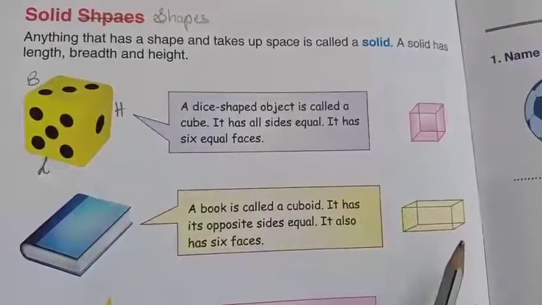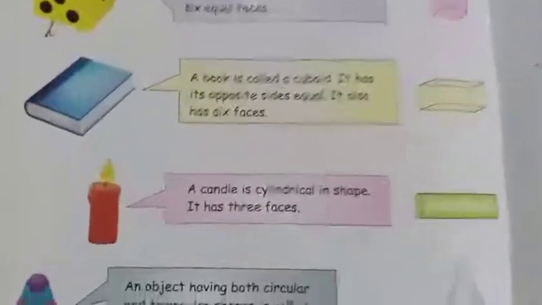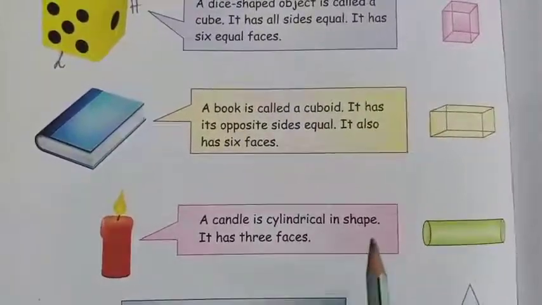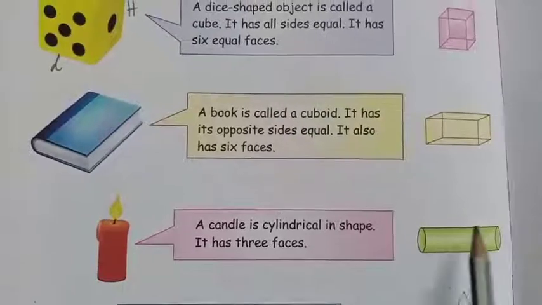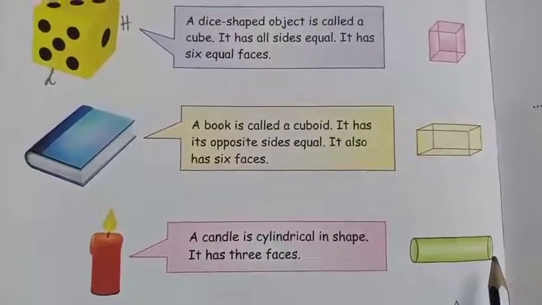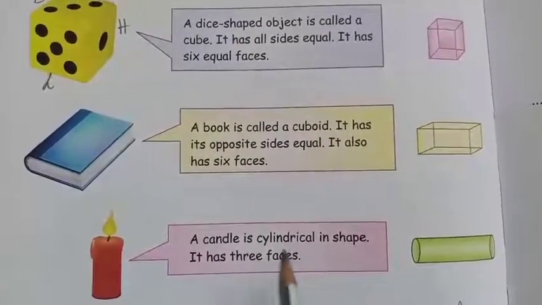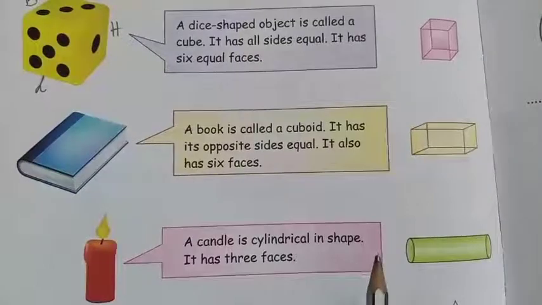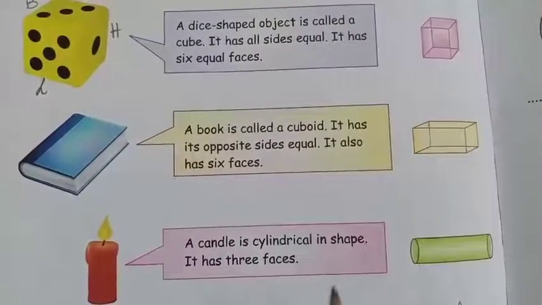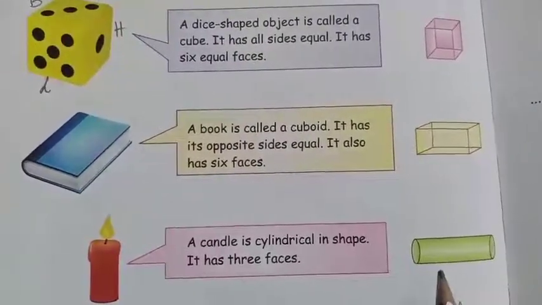C-U-B-O-I-D, cuboid. The next one is a candle shape. A candle is cylindrical in shape. You can see here. What do we call this? Cylindrical shape. C-Y-L-I-N-D-R-I-C-A-L, cylindrical shape. It has 3 faces. 1, 2 and 3. So a cylindrical shape has 3 faces.